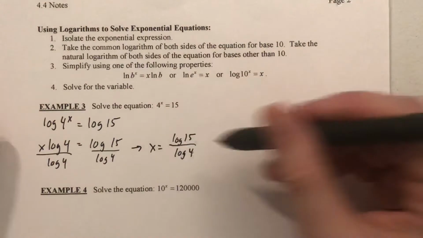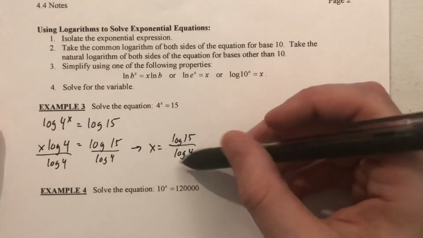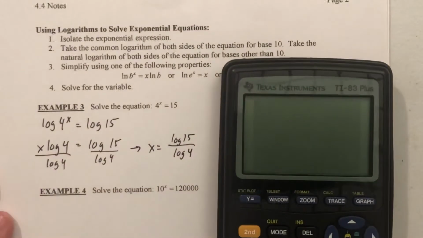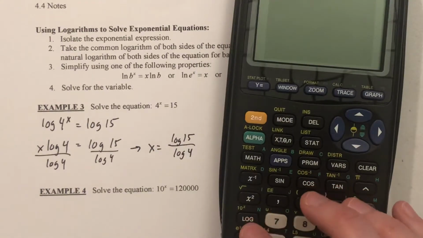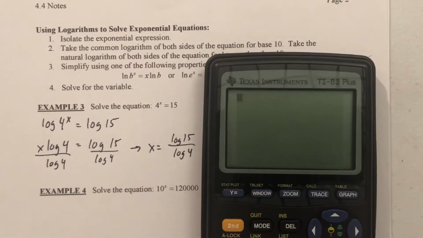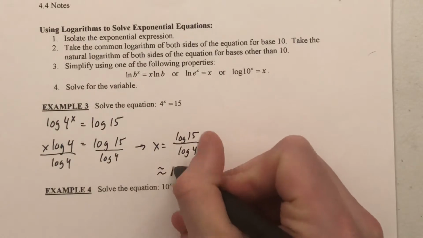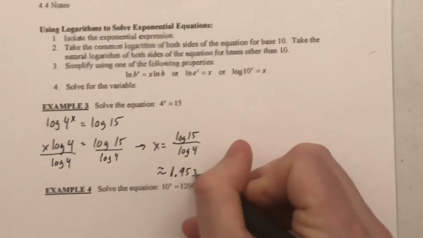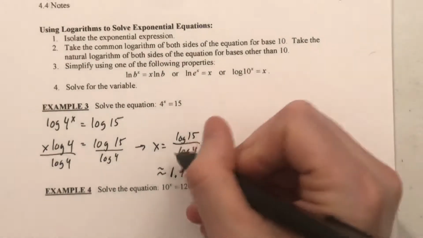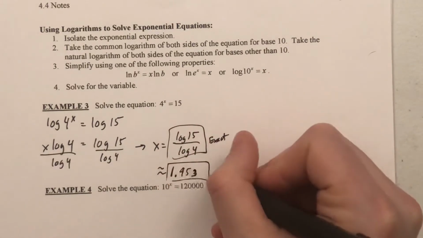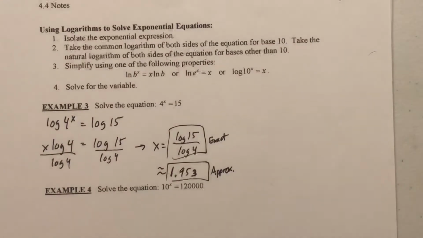Now, this is what we kept calling before the exact answer. However, this is something you can also approximate, since you've just got logarithms of numbers. So with our calculator, our log button down here, I can just simply take log of 15 divided by log of 4 and get a decimal and take that to whatever number of places. So I'll approximate that to 1.953, we'll say. So again, this is what we call exact, and this is approximated.